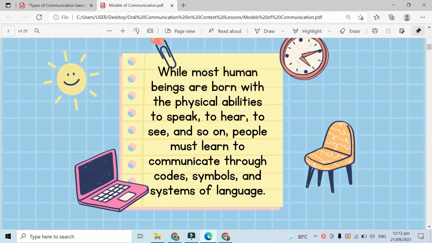While most human beings are born with the physical abilities to speak, to hear, to see, and so on, people must learn to communicate through codes, symbols, systems of language. So it means that we have the ability to speak, to hear, and to see, but we should learn how to use the system of language. It is not automatically acquired by a baby. Okay, so there is still a process here.